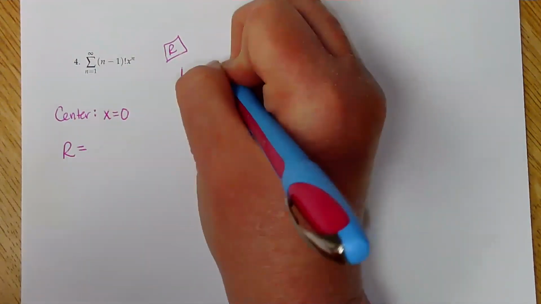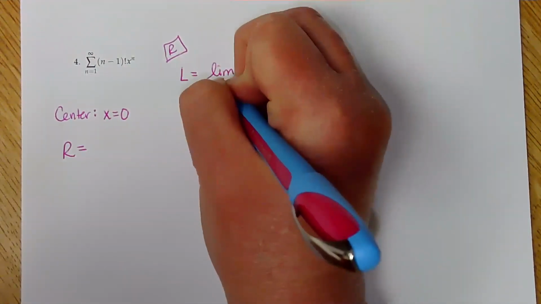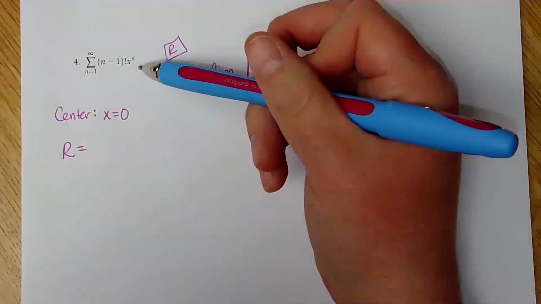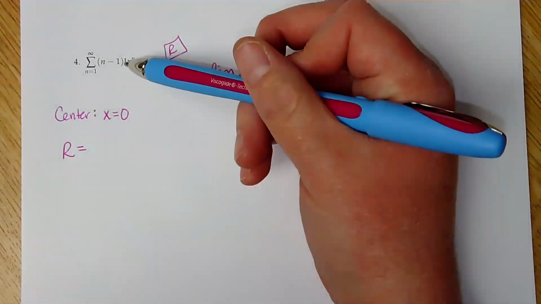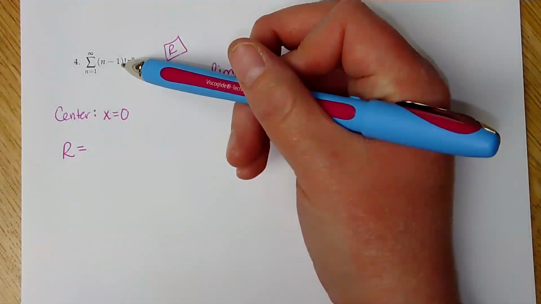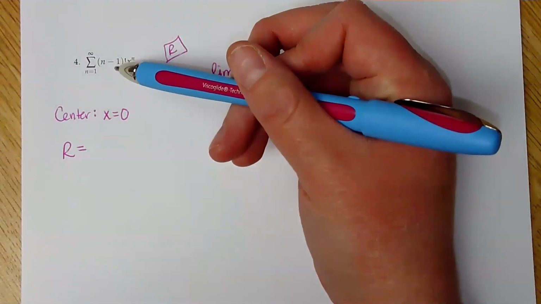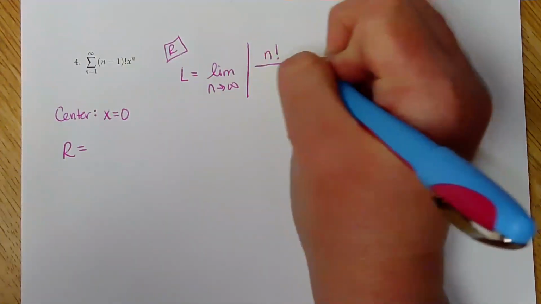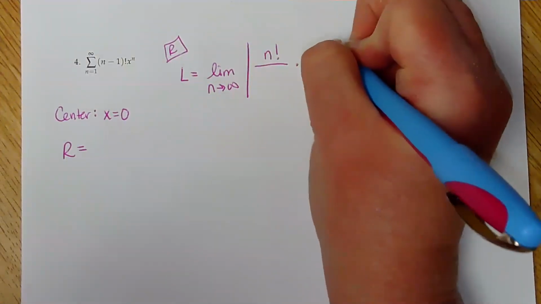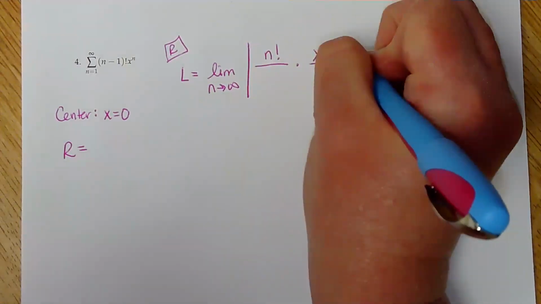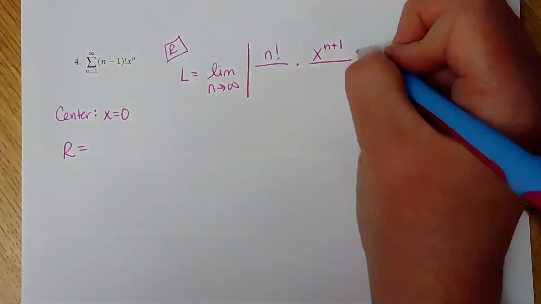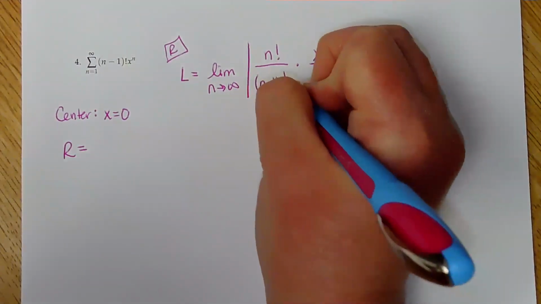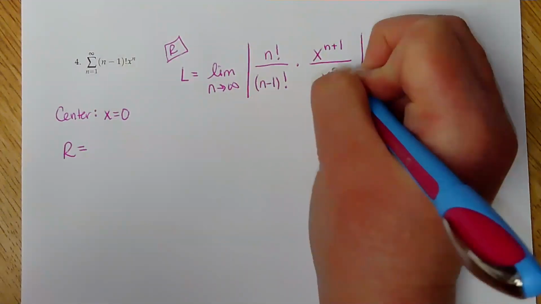So L is equal to the limit as n goes to infinity of the absolute value. Now I have (n minus 1) factorial. So if I add 1 to this to do the n plus 1 term, I have (n minus 1 plus 1), which just gives me an n factorial. And then I have an x to the n plus 1. I'll divide that by the a sub n term. So that gives me an (n minus 1) factorial and an x to the n.